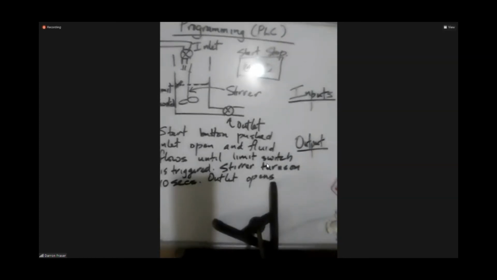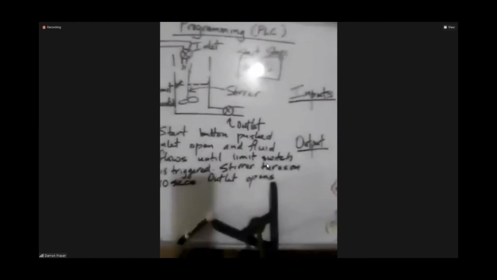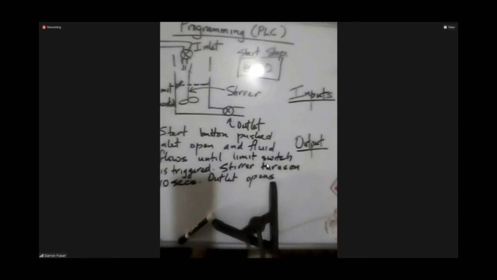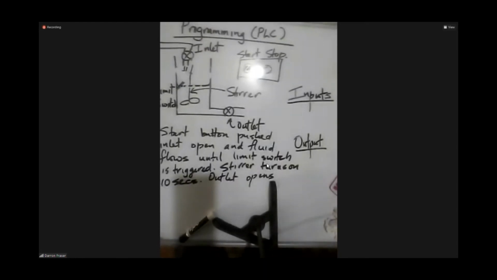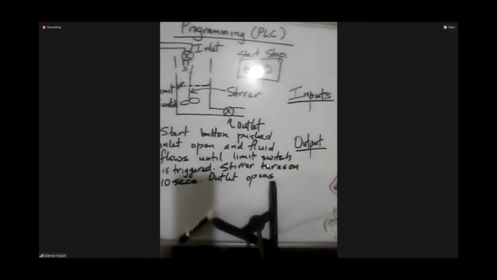If you look at the process, your input is anything that you actuate, and your output is anything that is going to be actuated. So any valve or anything like that is your output. Anything that is a switch or a sensor is your input. So if you look at this diagram here, can you tell me what you think are the inputs?